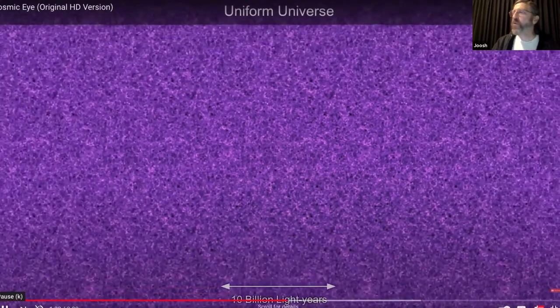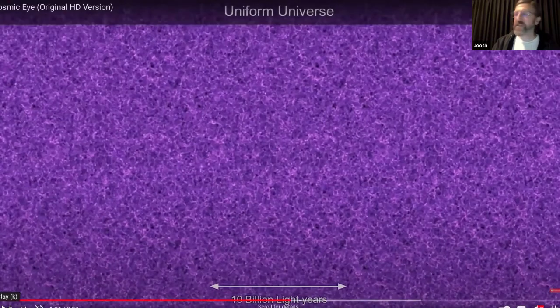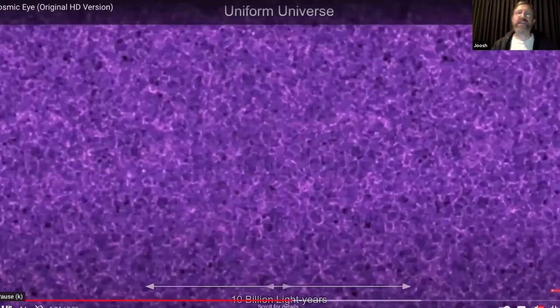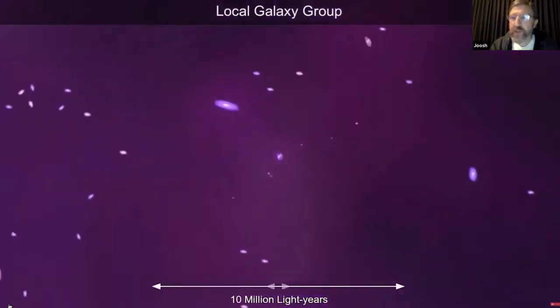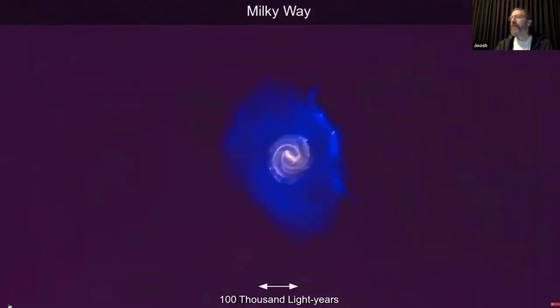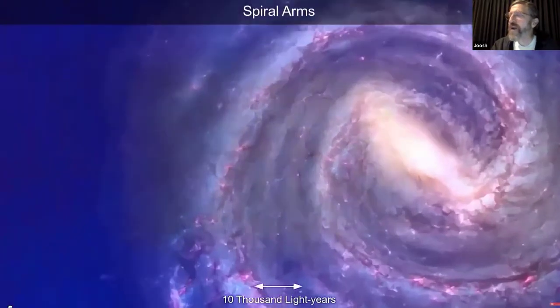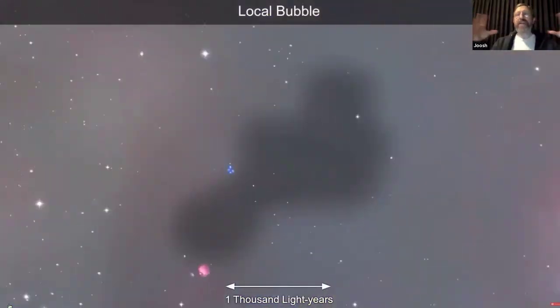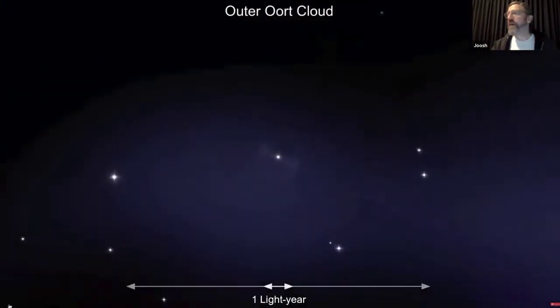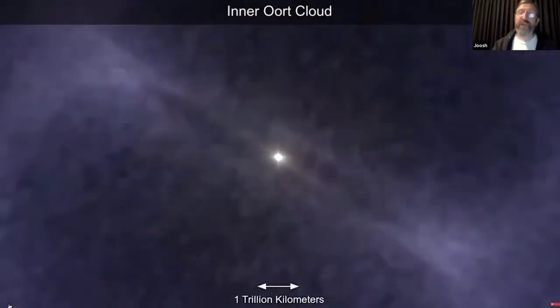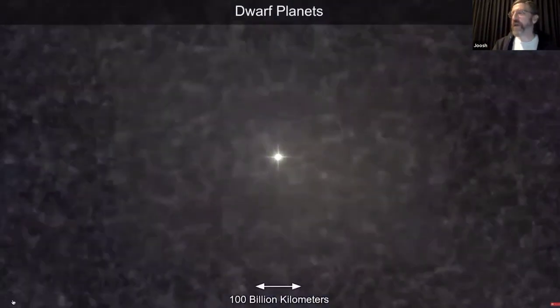Now, what's really cool is that we may only be able to see a small fraction of the universe, because the universe is expanding. In fact, the way the universe is expanding, some points in the universe are actually moving faster than the speed of light away from us.